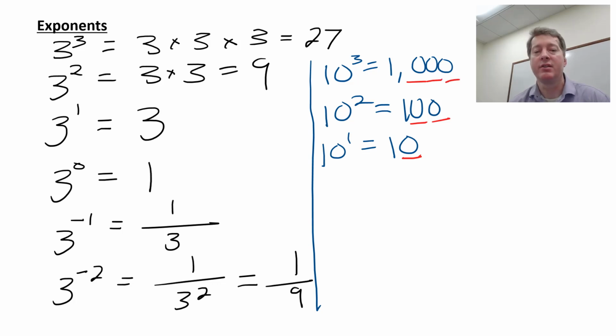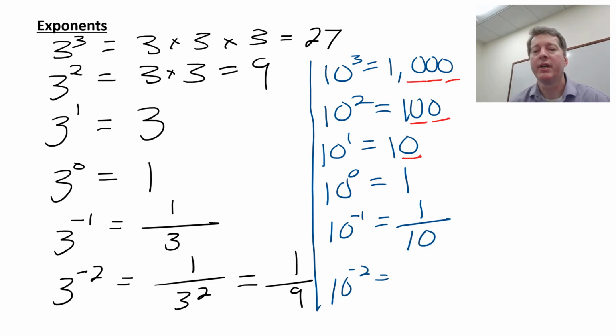How about 10 to the 0? Well, we said before, anything to the 0 is 1. So 10 to the 0 is what? It's a 1 followed by 0 zeros, no zeros at all. How about 10 to the negative 1? That's 1 over 10 to the positive 1, 1 over 10. 10 to the negative 2 is 1 over 10 to the positive 2, 1 over 10 squared, and that, of course, is 1 over 100.